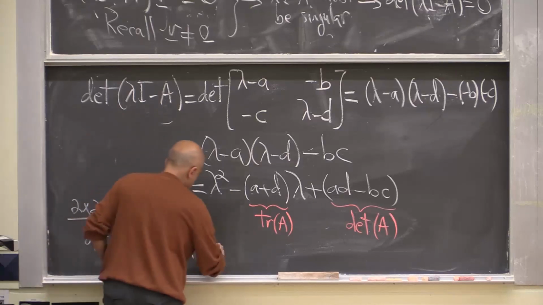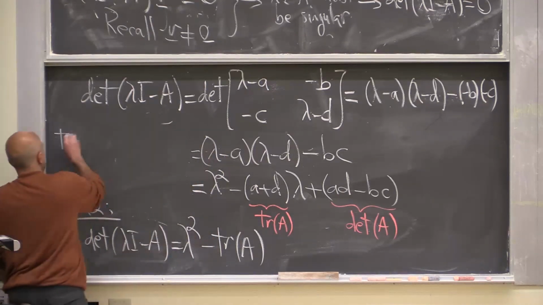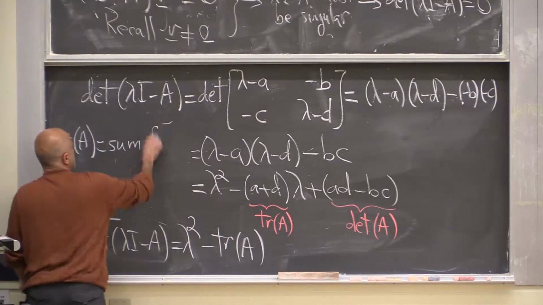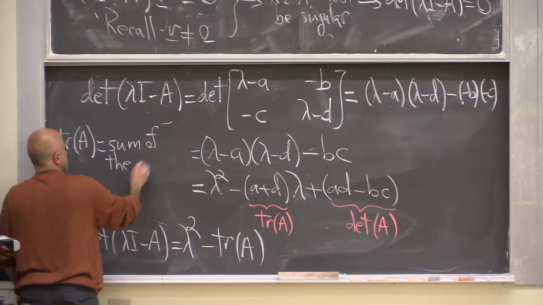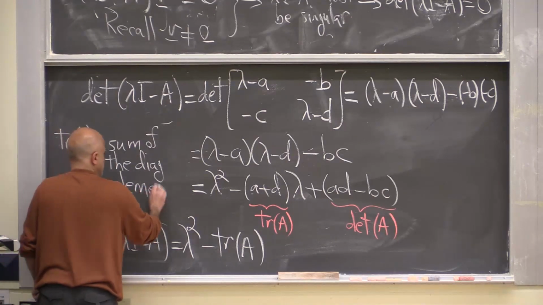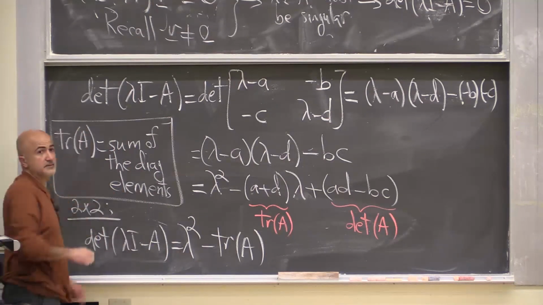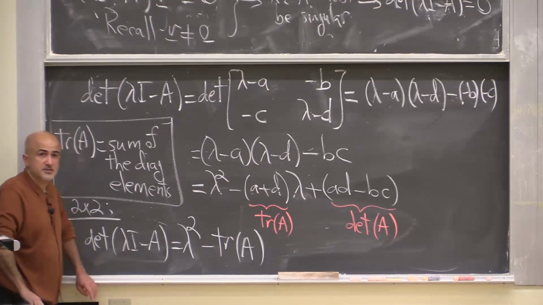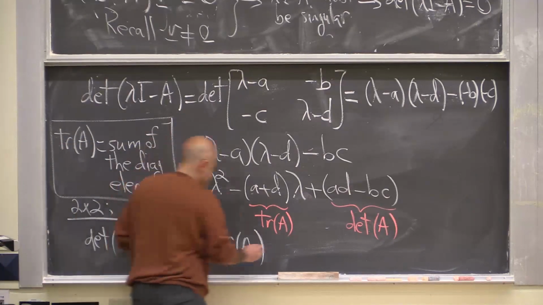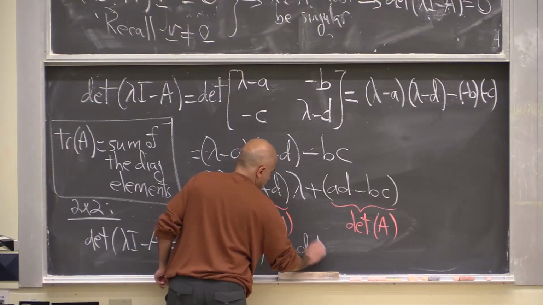So it's lambda squared minus the trace of A. So the trace of A equals the sum of the diagonal elements, no matter what the size of the matrix. As long as it's square, this is how the trace is defined. So any n by n matrix that you have, if you sum all the diagonal elements, you get the trace. So minus the trace of A times lambda plus the determinant of A.